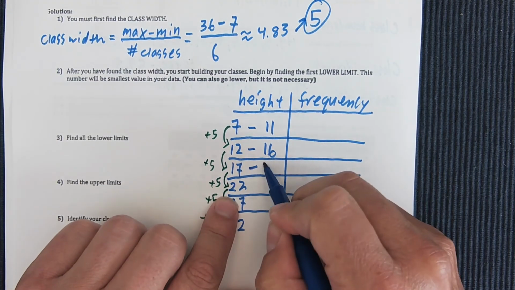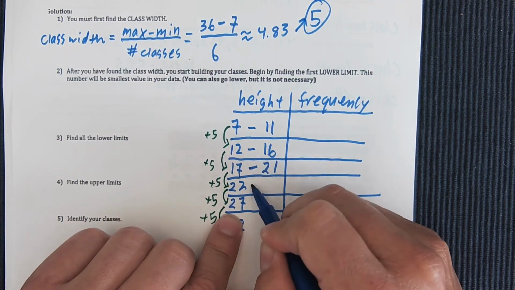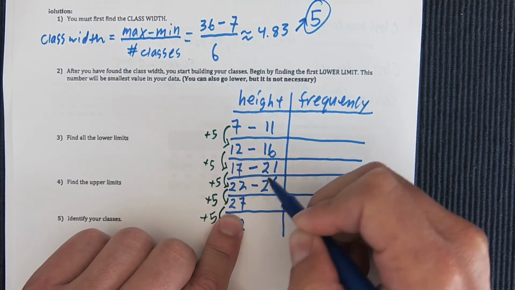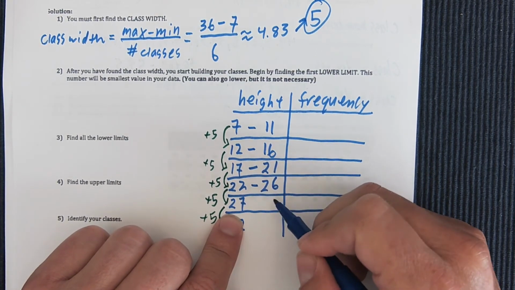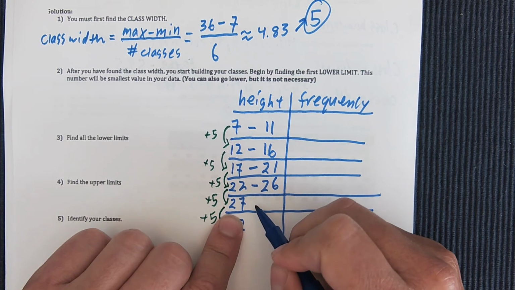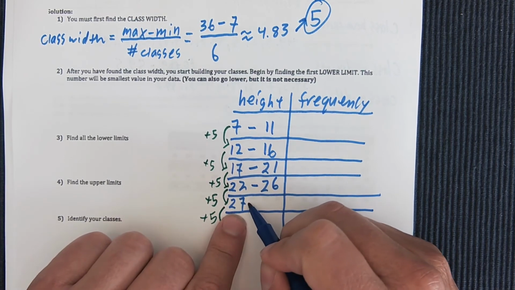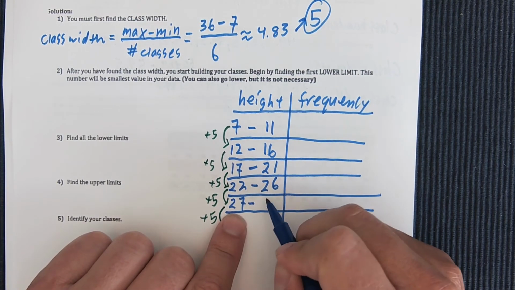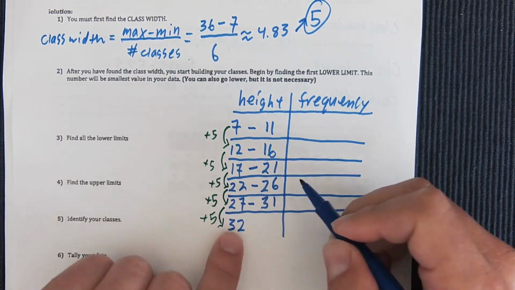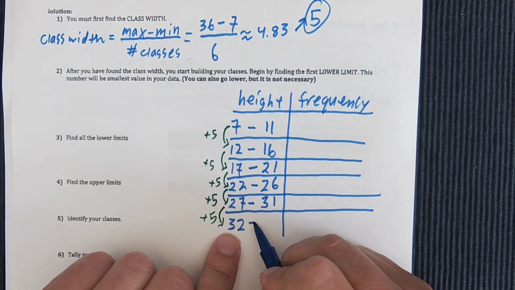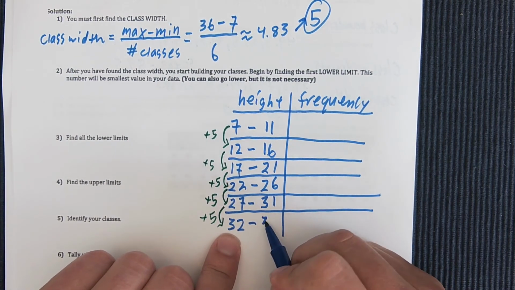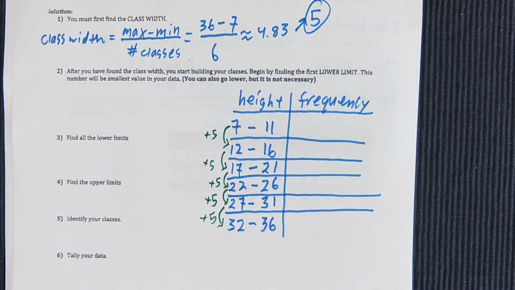So this will go to 21. This will go to 26. Now I'm just going to add 5 to that. Adding 5 there gives me 31. Or I could see that's 1 less there. And then adding another 5 here is going to give me 36. So there are my classes.